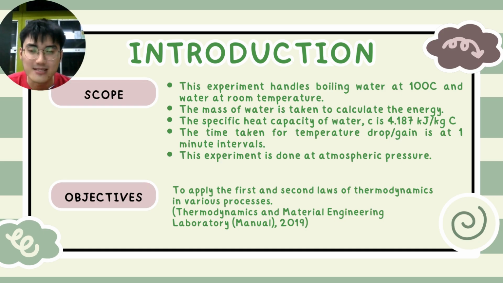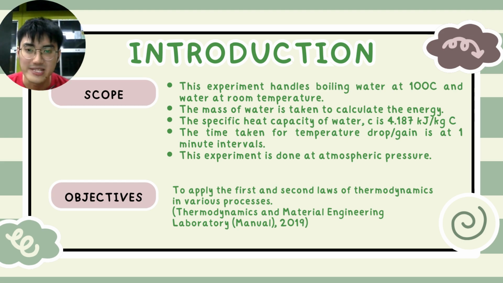For the introduction, the scope of this experiment. This experiment handles boiling water at 100 degrees Celsius and water at room temperature. The mass of water is taken to calculate the energy. The specific heat capacity of water, C, is 4.187 kilojoule per kilogram degree Celsius. The time taken for temperature drop and gain is at 1 minute intervals, and this experiment is done at atmospheric pressure, which is 1 atm.